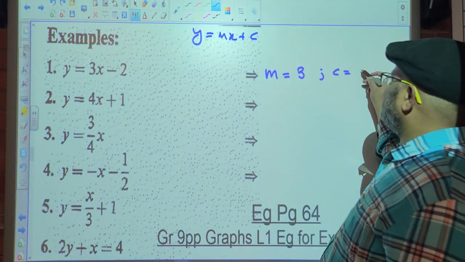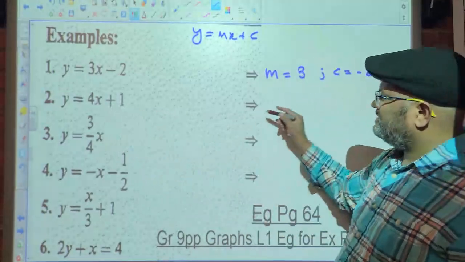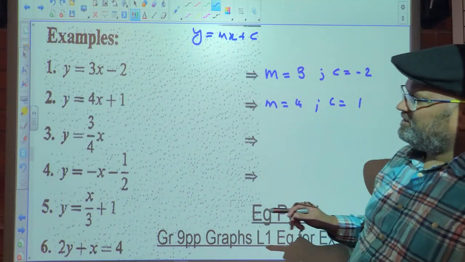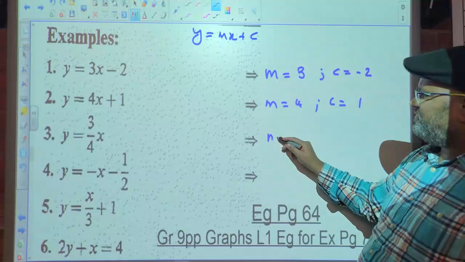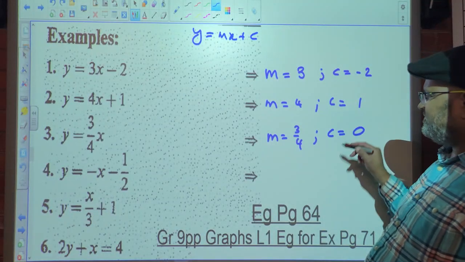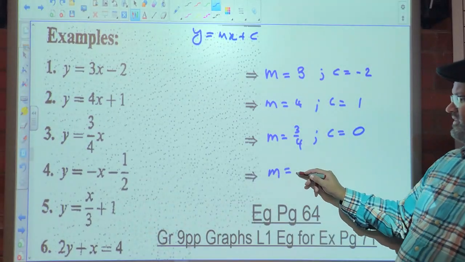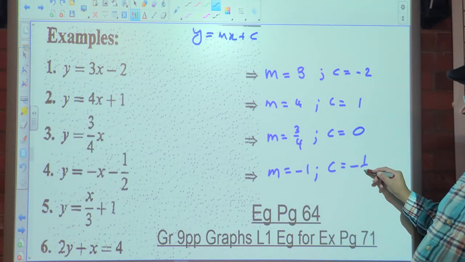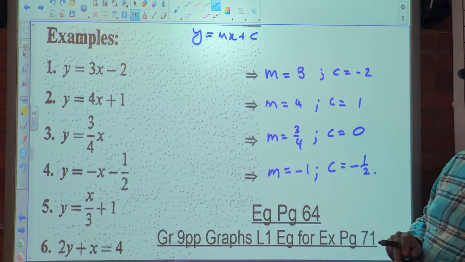So you say your y-intercept is negative. What's your gradient here? 4. And your y-intercept? 1. What's your gradient here? 3 over 4. And what's your y value? What's your gradient here? Negative 1. What's your c value? Negative. Remember that the sign is part of the term. Okay.